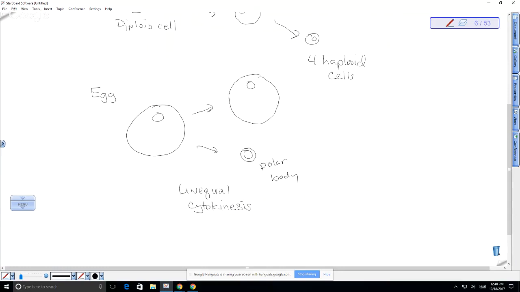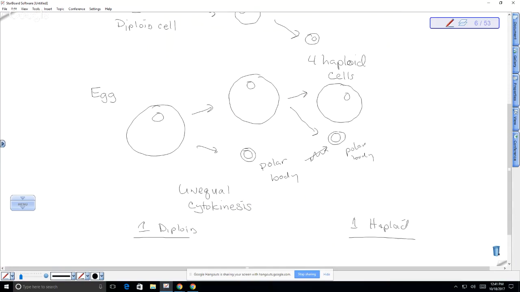And then this cell is going to undergo cell division again, and I ran out of room here, but it'll produce one big cell, and then it will produce the nucleus. So this is another polar body. That's a polar body as well. So this is a polar body and this is a polar body. And what we end up with, we started out with one diploid cell, and we get one haploid cell. One diploid, one haploid. So we don't get as many eggs being produced as we do sperm, okay?